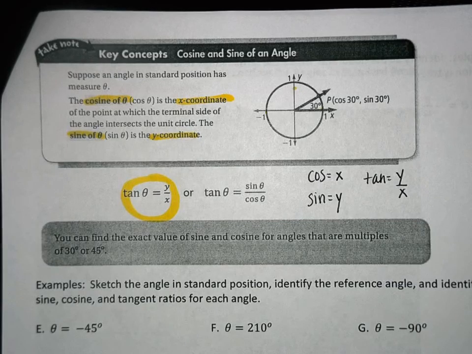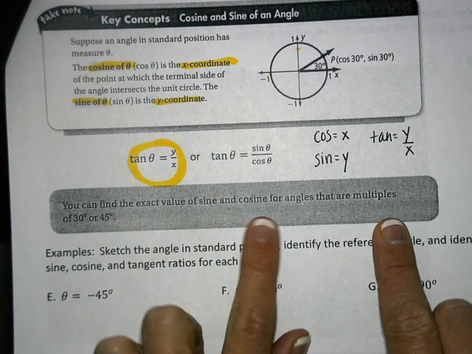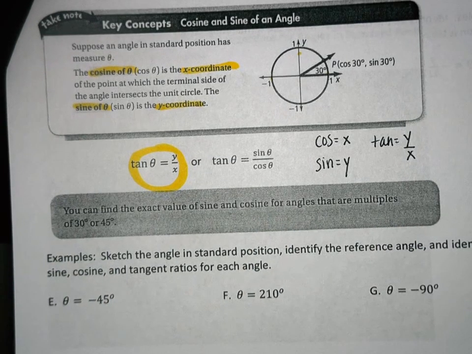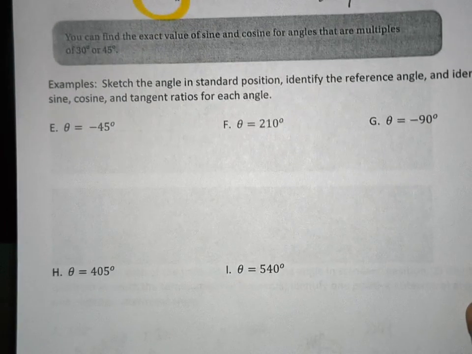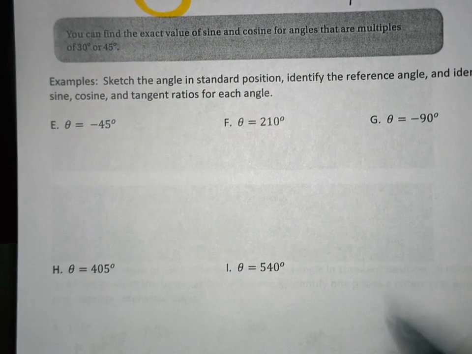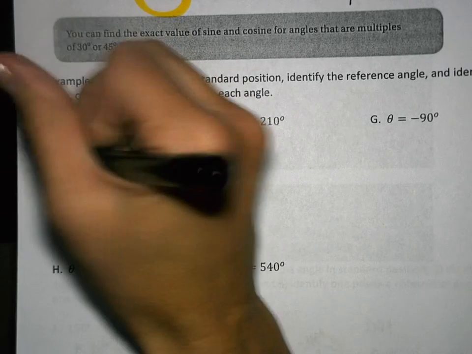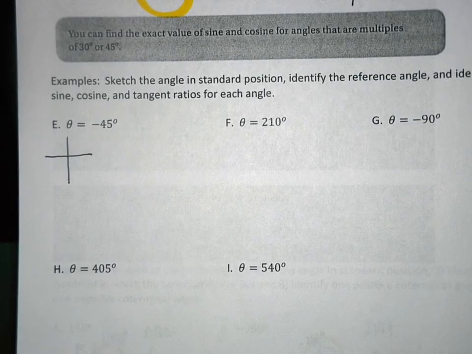So because of this information, we can always find exact values for sine, cosine, and tangent for angles that are on your unit circle. Okay, so for each of these problems, we're going to first sketch the angle in standard position. So let's do that. We are hopefully getting better at this. So where will negative 45 degrees be? Quadrant 4, right? Because we're going clockwise, we're going down.